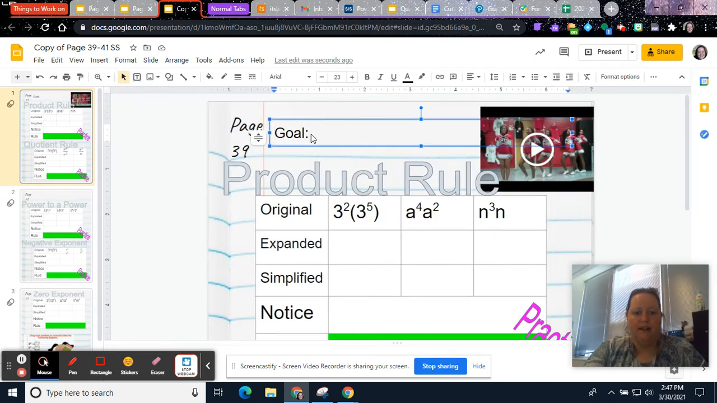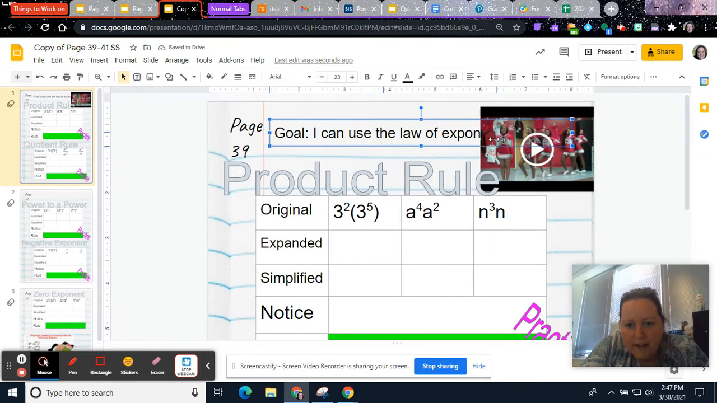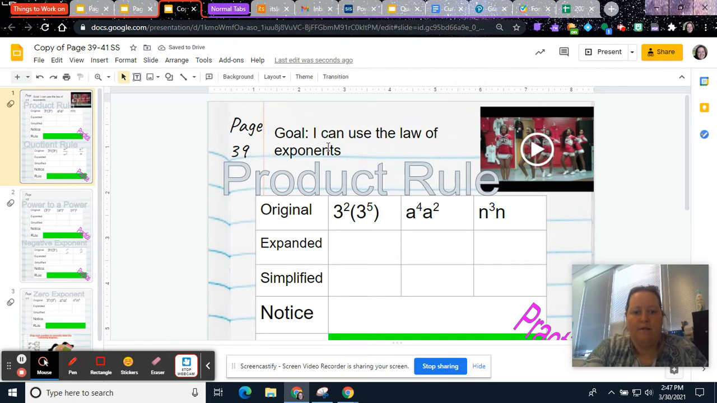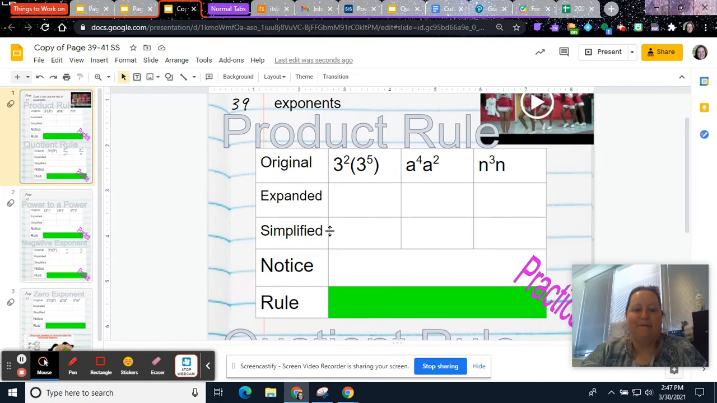Our goal today is: I can use the law of exponents. If you were doing this without me here at school, I want you to pause my video and play the one here. It's a fun little song with the different laws of exponents. So pause. Okay, so hopefully you've now listened to the song and we will move on.